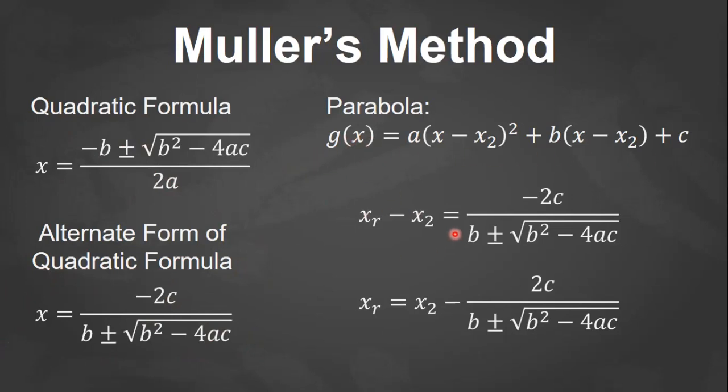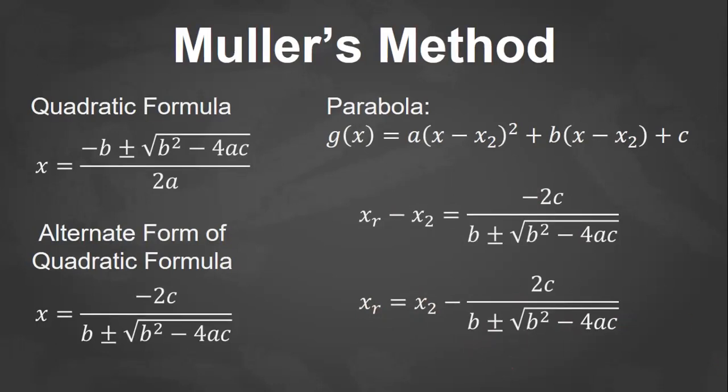Then makapangutana mo nganong dili man na x, diba nga x man under kini. Now, the reason why is kini ang form sa atong parabola nga gigamit kay x minus x sub 2. Okay, so for this one, it's x sub r. Mao ni, x sub r minus x sub 2. Okay. Tapos, ato lang na i-transfer dito. So, makuha nato x sub r is equal to x sub 2 minus 2c over b plus minus the square root of b squared minus 4ac.